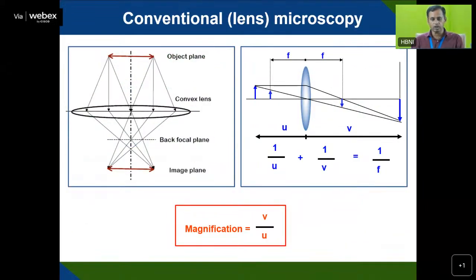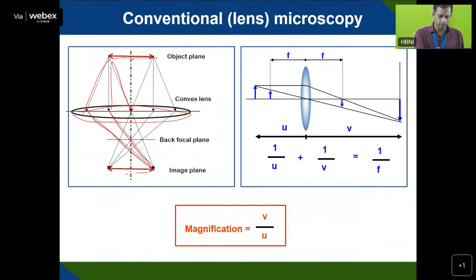If you see a conventional microscope, that is a simple lens microscope, you have an object plane, then you have a convex lens, and then you have the image. If you have the object here, then you can put a convex lens here, and then you have a normal optical microscope.